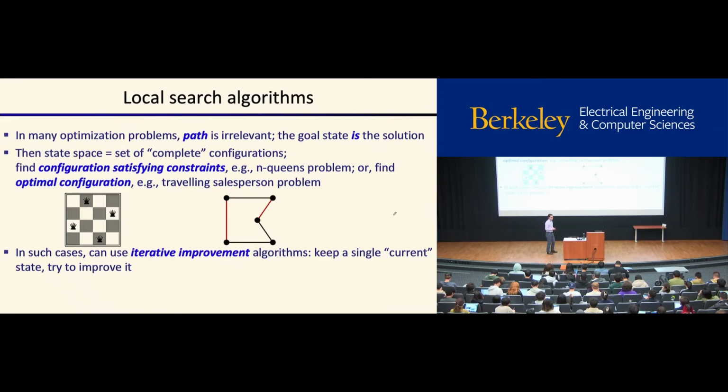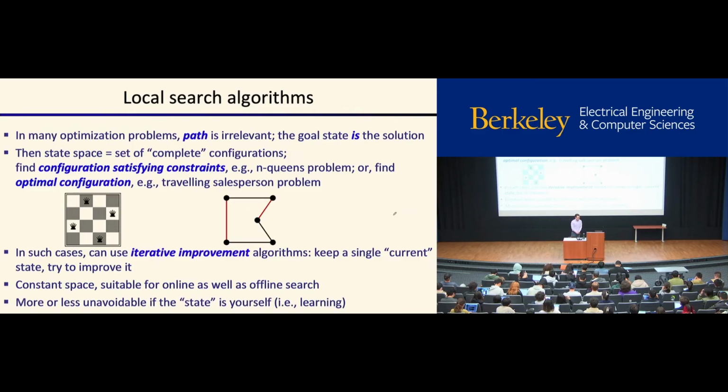That's it. That's all local search is. It uses constant space because we're keeping track of one state. And when states are really, really big, like maybe states are giant large language model neural networks, it's nice to only have to keep track of one state. And this is also more or less unavoidable if the state is you, right?